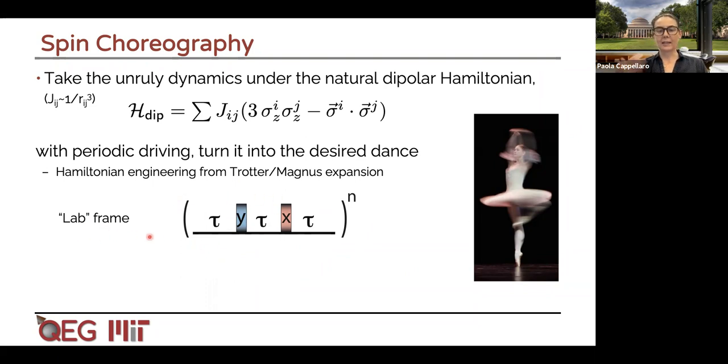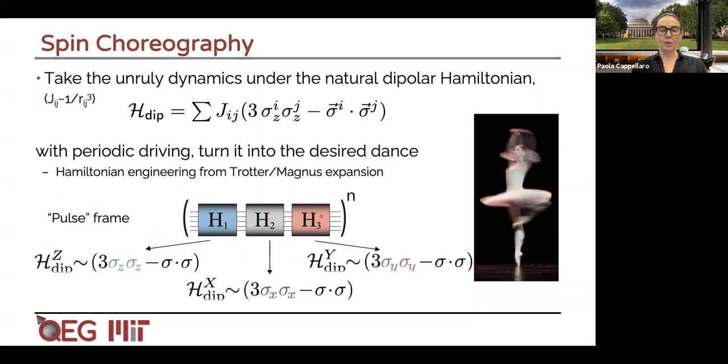If I look at the dynamics in the frame, which is set by the pulses, what I will have is that in each time interval, I have 3 different Hamiltonians. So the first time interval is just the same dipolar Hamiltonian. I haven't done any pulse yet. In the second time period, I've rotated my Hamiltonian to the X direction, and then in the third one, it's rotated to the Y direction.